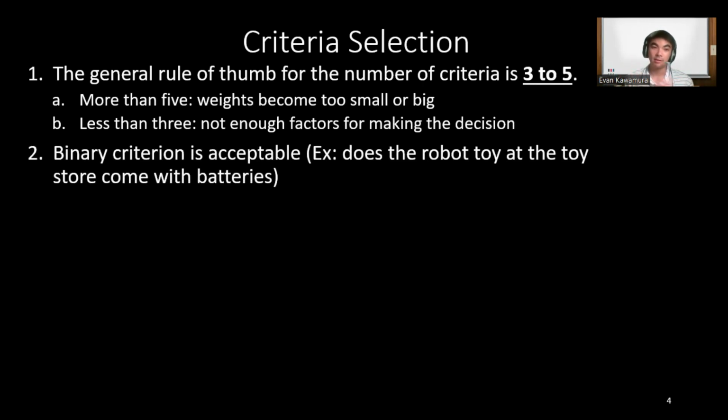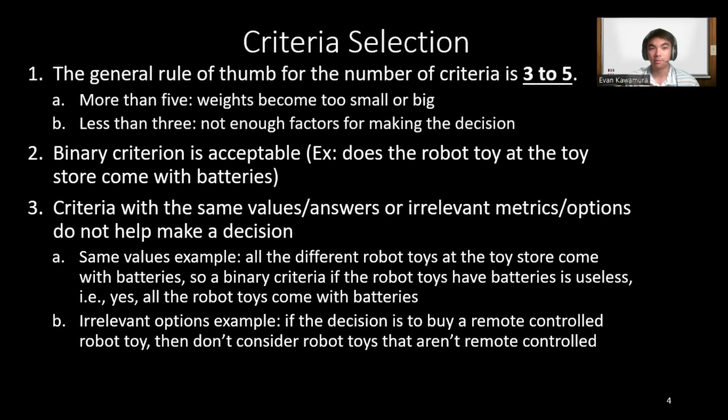You can have what I call a binary criterion. It's the idea that something either has it or not. It's like a yes or no kind of thing. An example could be: does your robot toy at the toy store come with batteries? Yes or no? That's an example of a binary criterion. Now, the important thing also to note is that there are some criteria that will have the same values or answers, or some irrelevant metric or option.